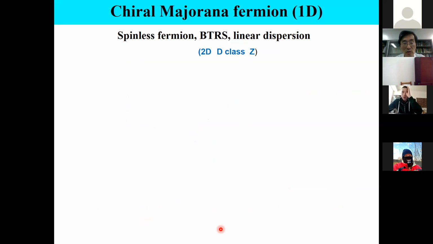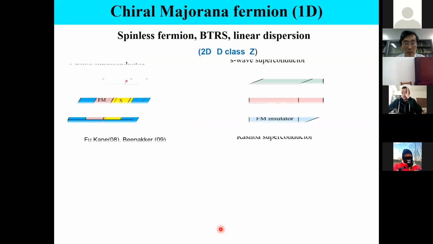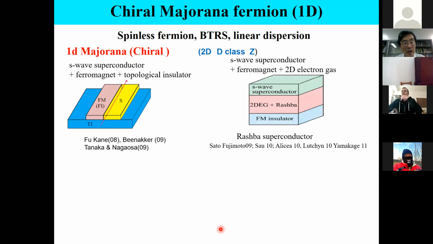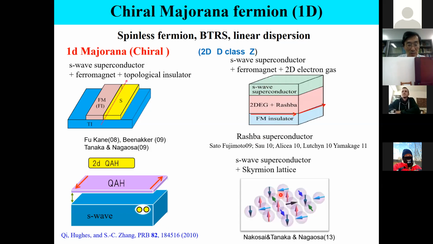Okay, so let's look at another interesting system where the Majorana fermion has a dispersion. In that case, we call it a chiral Majorana fermion. There are several proposals up to now. Liang Fu and Charles Kane did very similar work, where a ferromagnet and S-wave superconductor are put on the surface of a topological insulator. Also, this system is a two-dimensional version of a spin-orbit coupled system attached to an S-wave superconductor and ferromagnetic insulator. There are also relevant systems, for example, a quantum anomalous Hall system coupled to an S-wave superconductor, a very interesting system.